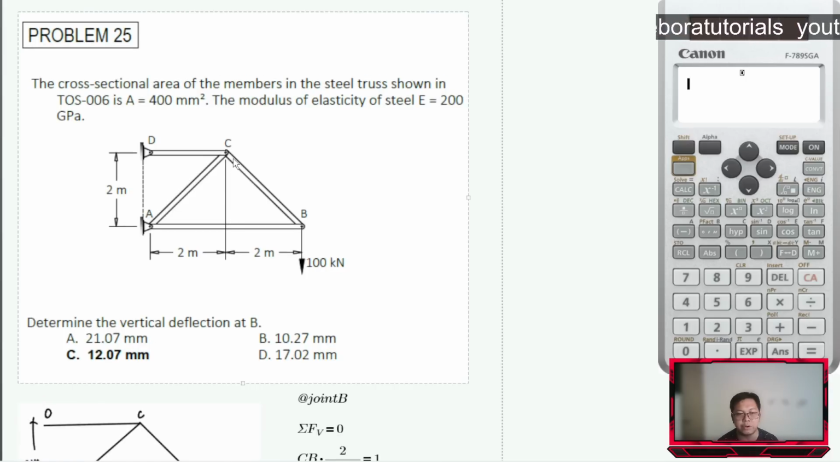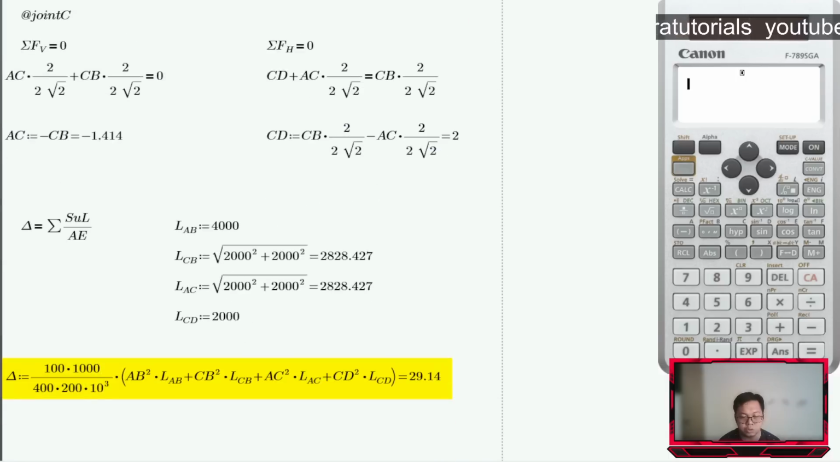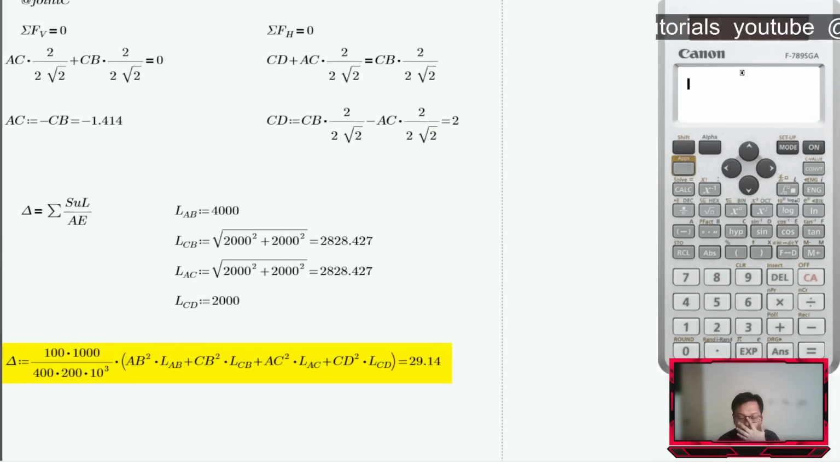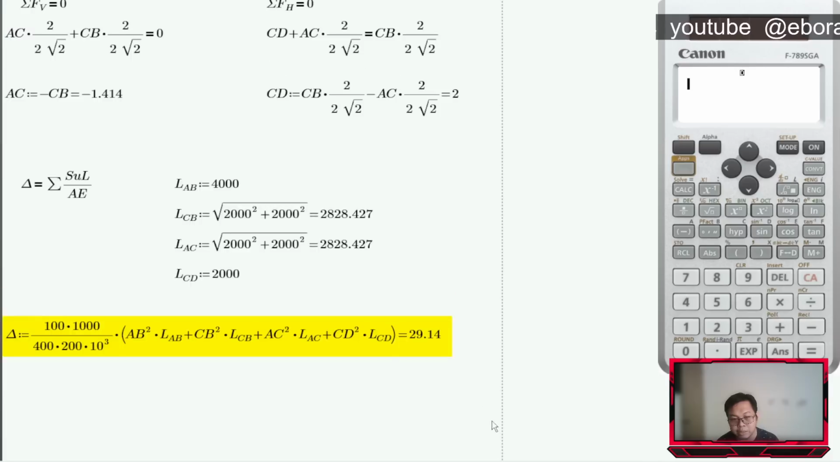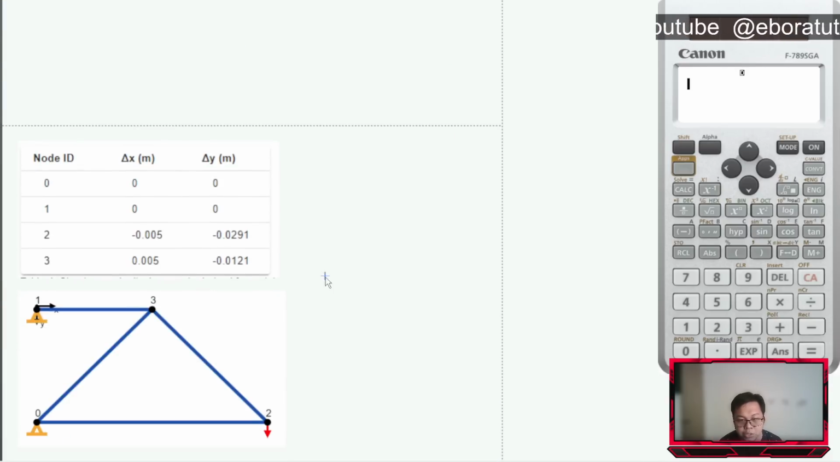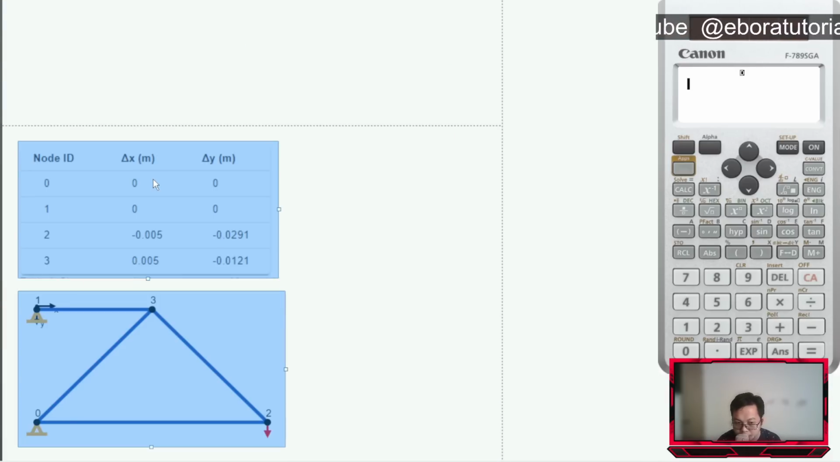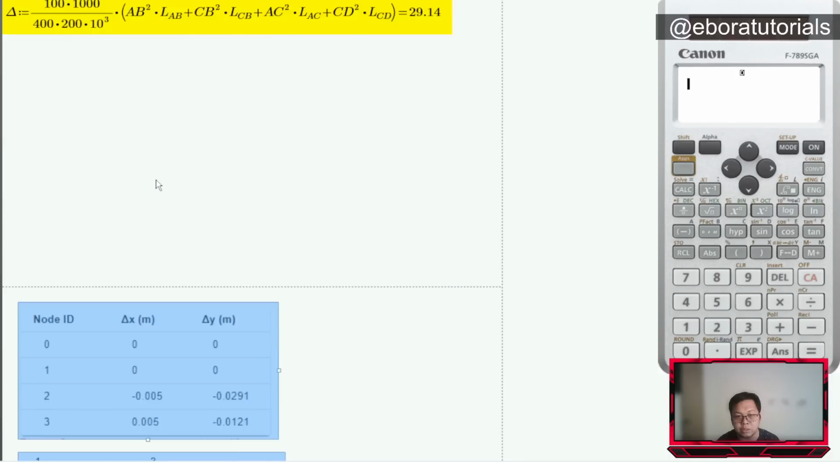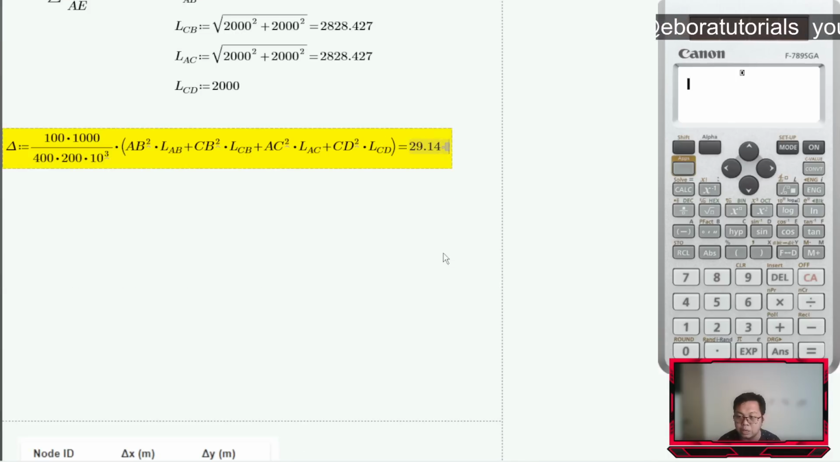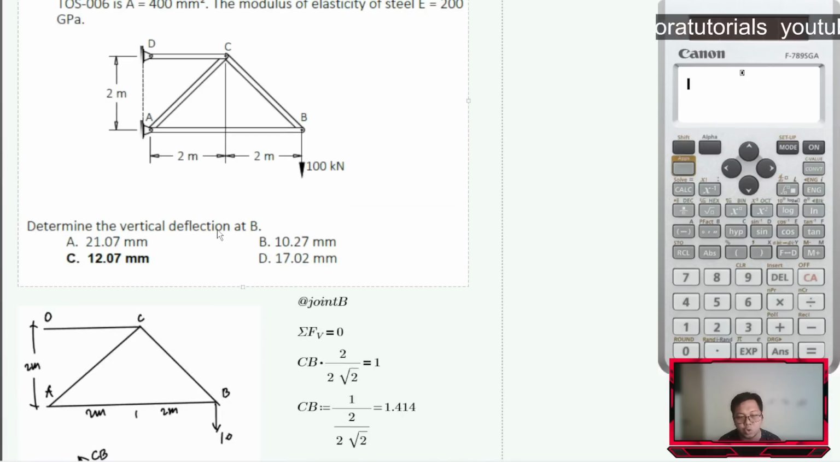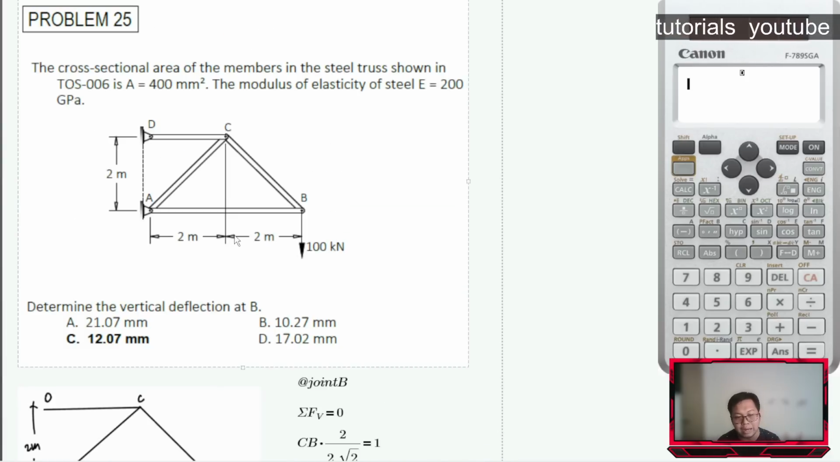If you have any questions or clarifications with regards to the solution, please don't hesitate to comment down below. Again, ang solution na gagamitin niyo is ito. Itong pinakita ko sa inyo, this is just a checking. This is just to prove na tama yung sagot natin, which is 29.14, even though wala sa choices. So, I conclude na baka mali lang yung tanong instead of B. Actually, ang tinanong is the deflection at C.